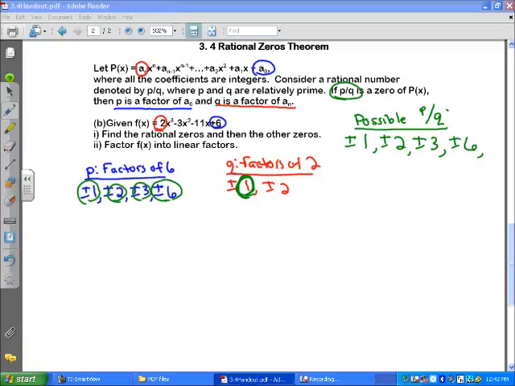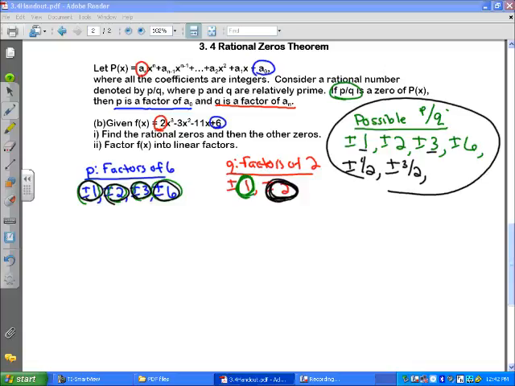Now we're going to get to the 2. Let me get a different color here. 1 divided by 2 is plus or minus 1/2. 2 divided by 2 is 1, which we already have listed. 3 divided by 2. 6 divided by 2 is 3, which again we already have listed. So these are all of our possible rational zeros right here.